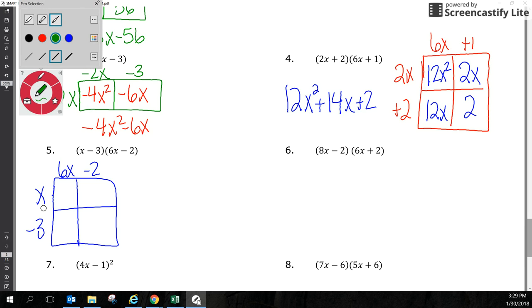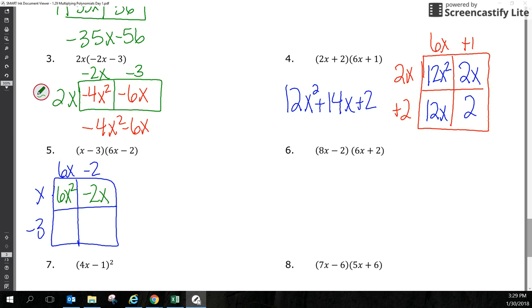So for this one, I've got x times 6x. That's 6x squared. X times negative 2, negative 2x. Now I've got negative 3 times 6x. Negative 3 times 6 is negative 18 times x. And then negative 3 times negative 2. Negative times a negative is positive. 2 times 3 is 6.